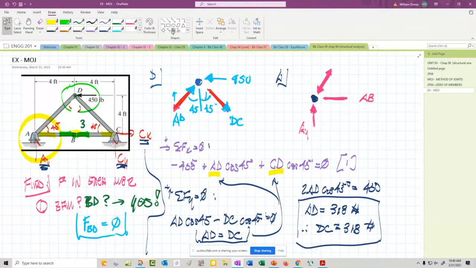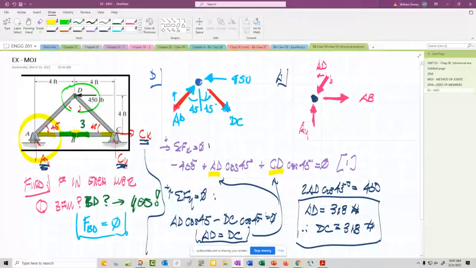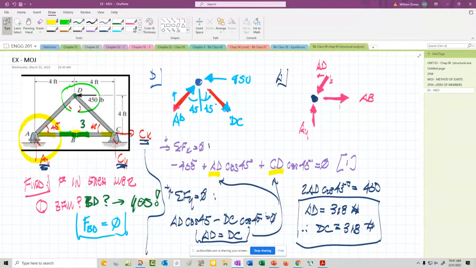So what do you have here? Since AD is pushing down, we need a component that'll be up, which is this one. Since it's pushing to the left, we need a force that would pull it to the right to keep it in equilibrium. So we're going to say that AB is that direction.